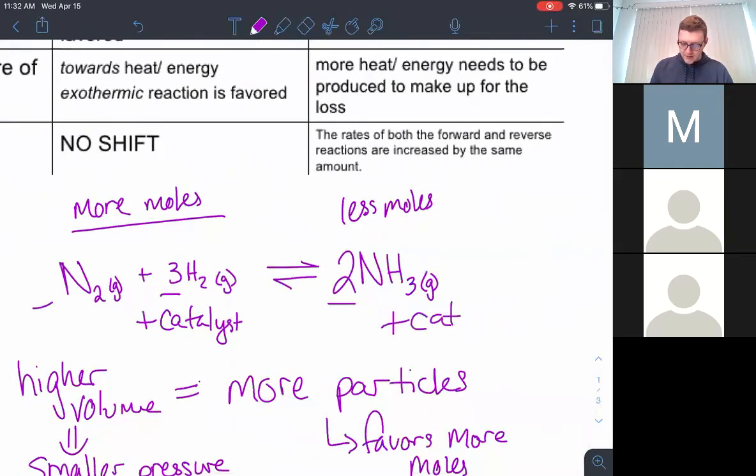Even if I increase the amount of catalyst I have, it just changes how fast that reaction moves into equilibrium. It doesn't change the equilibrium constant itself, because these go away. So they don't change the equilibrium itself, and they won't affect if you have more or less.